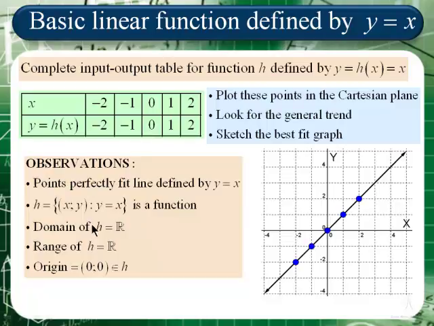The domain of H is the real numbers. We can select any input value, while the range is also all the real numbers. So your output can be any real number. And furthermore, as I've mentioned before, the origin is also a point on this particular function, or in other words, this particular straight line will always pass through the origin.